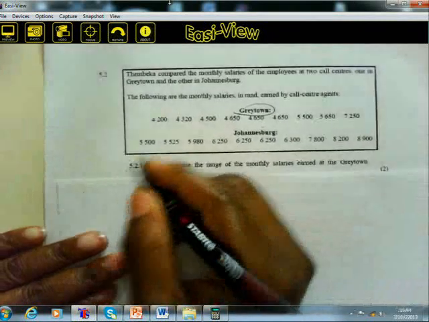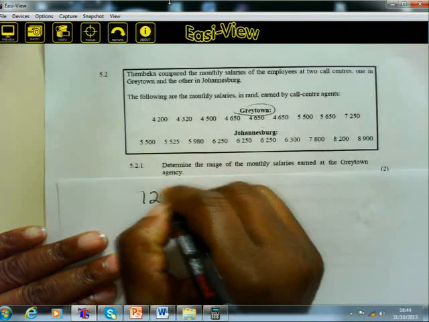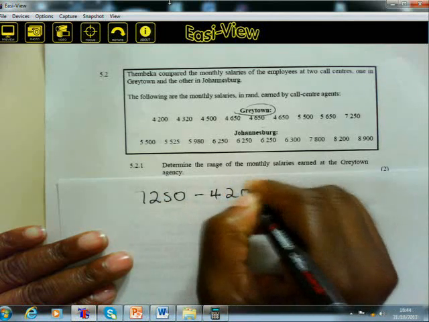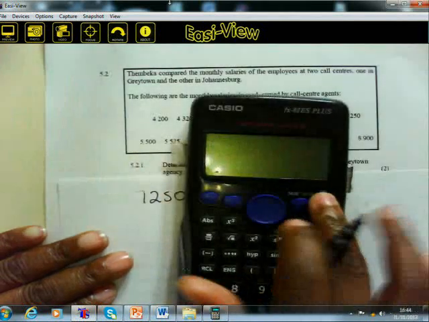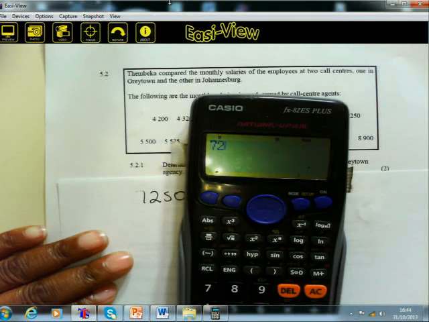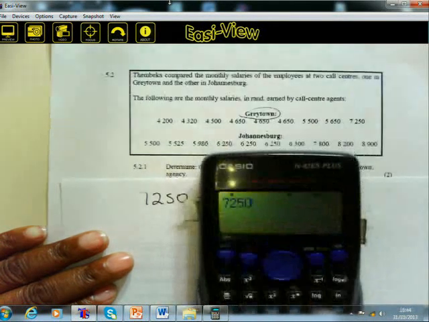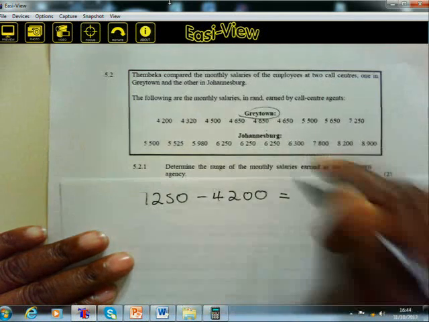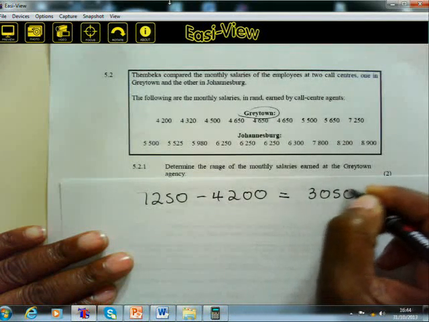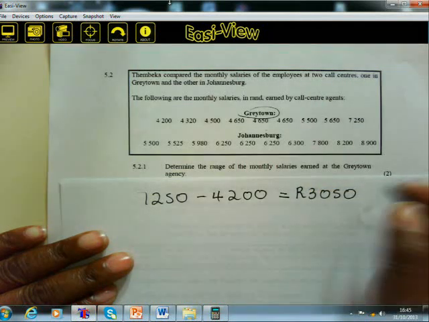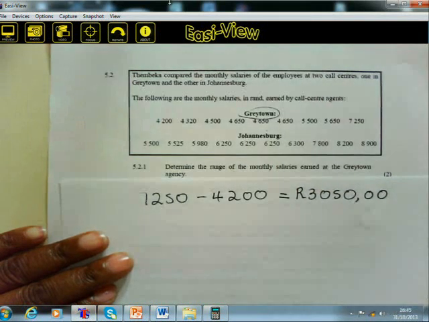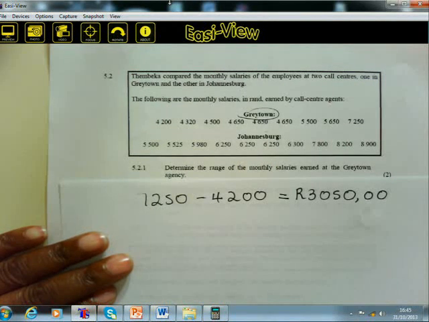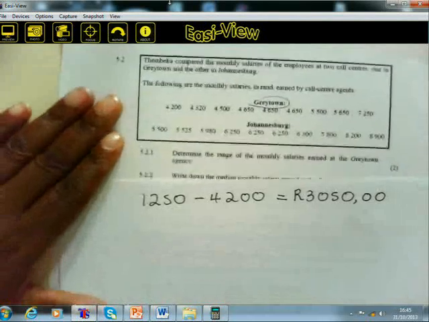Our range in this case will be 7,250 minus 4,200. 7,250, which is the higher number, minus 4,200, which is the smaller number, is 3,050 rand. Remember, they said it is in rands, so it might happen that they may penalize you if you don't write the units, and if you don't put a comma, and after the comma there must be 2 zeros to show that you are dealing with money.